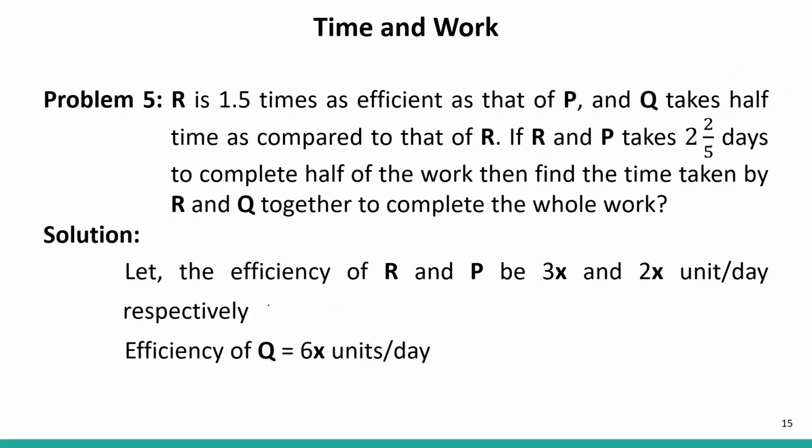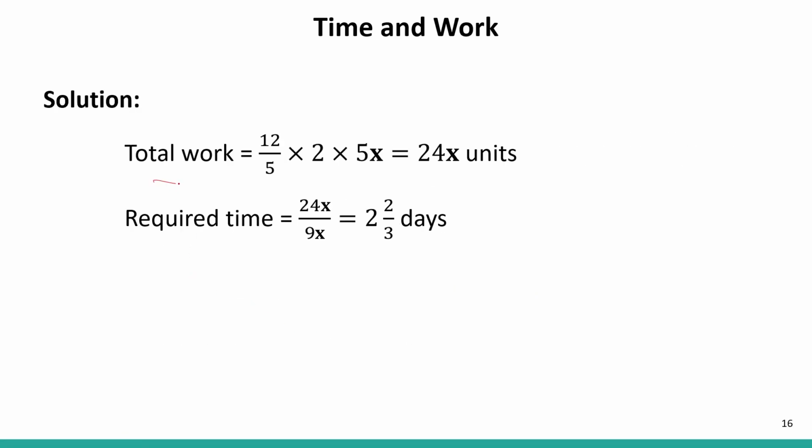Let's see the step-by-step solution. Let the efficiency of R and P be 3x and 2x units per day respectively. So the efficiency of Q is 6x units per day. So total work is equal to 12 by 5 into 2 into 5x, that is equal to 24x units. So the required time is 24x by 9x, that is equal to 2 whole and 2 by 3 days.